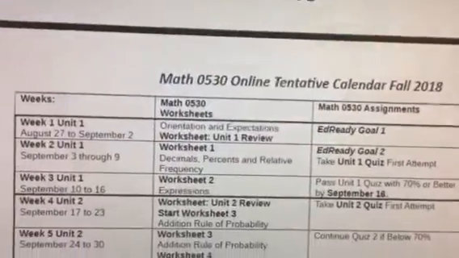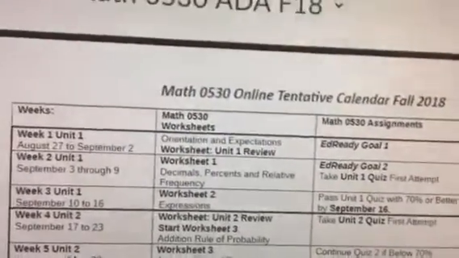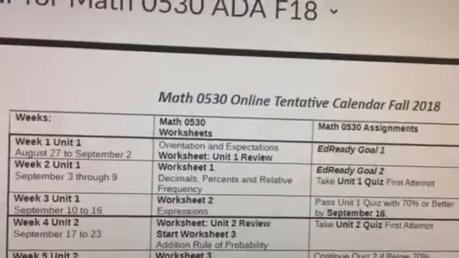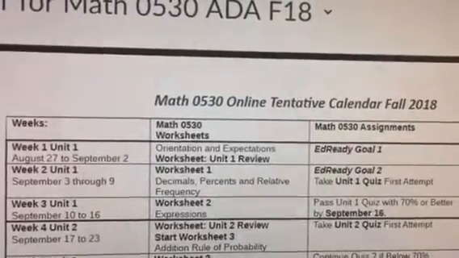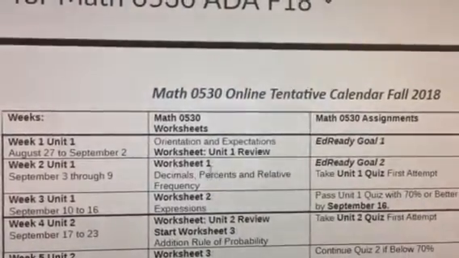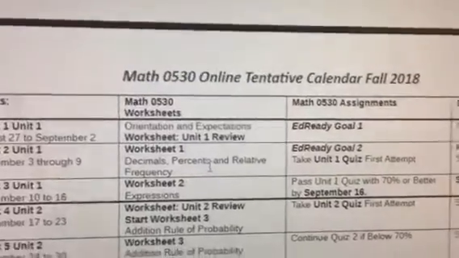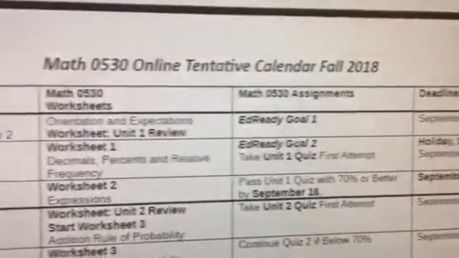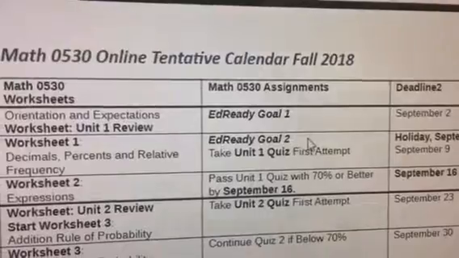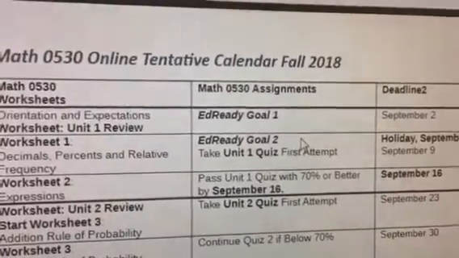If I click that, it opens down at the bottom, or it opens in the middle. There we go. And so we're in week 1. Now you notice it shows you what's due. Right here is week 1. Worksheet 1, decimals, percents, and relative frequency is due. Your Ed Ready Goal 2 is also due. You need to have that finished.